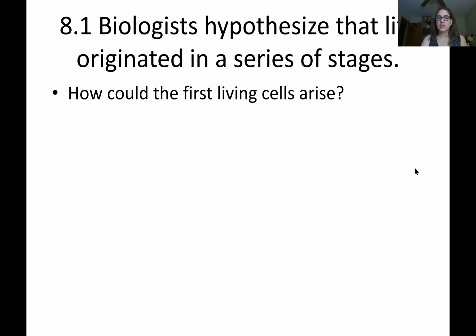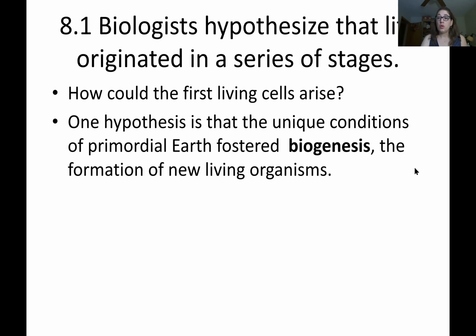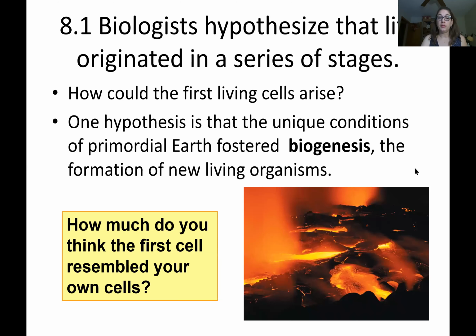So, questions. How could the first living cells actually arise? How could that have happened? So one hypothesis about this is through biogenesis, which is the formation of new organisms out of non-living matter. So using what you know from a typical animal or plant cell, how do you think the first cell resembled your own cells? Was it similar? Was it different? What may have been different?